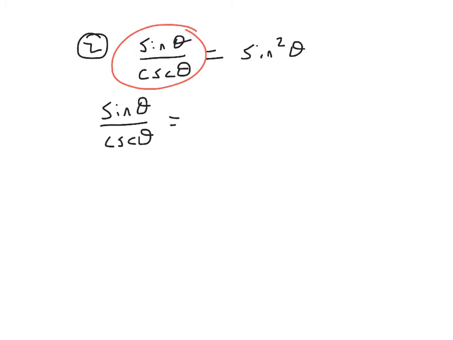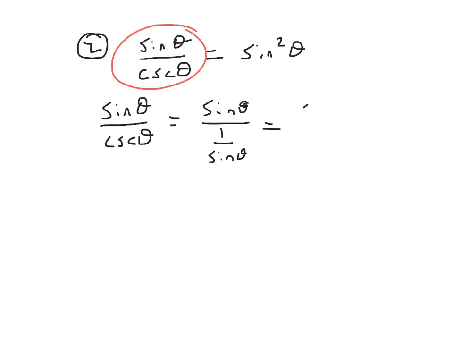So here's one approach for this. I'm going to leave sine alone because I see that there's sines in my answer. But I'm going to change cosecant using a quotient identity, which would be 1 over the sine of theta. So I now have a fraction divided by a fraction.